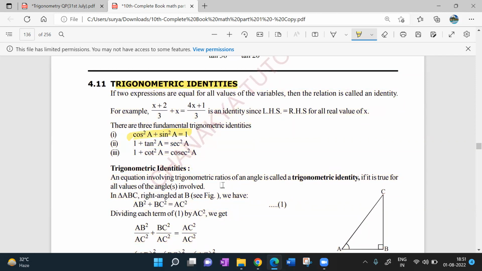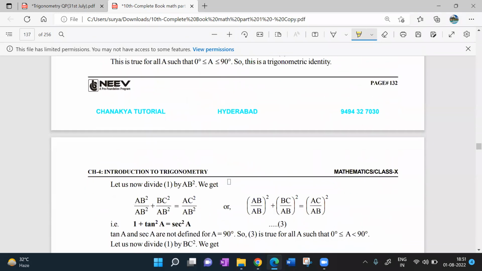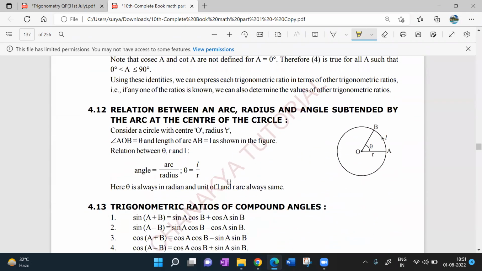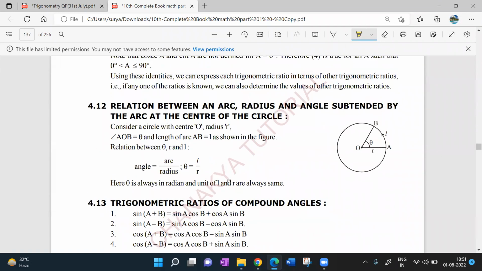Look at it here. These are 3 different identities. We have learned the proof of them as well. Please go through that.